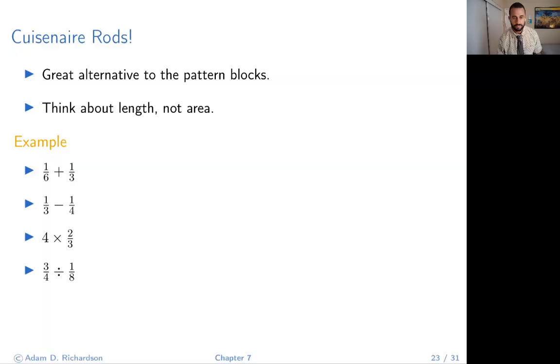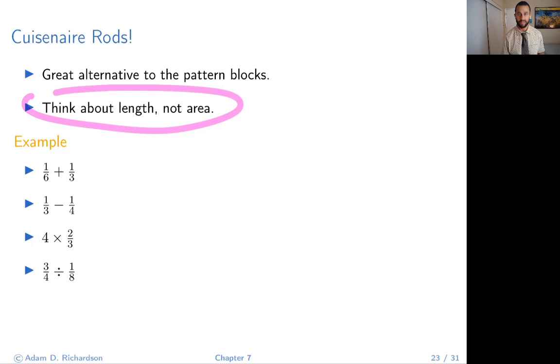And then what we're going to do next, what you're going to do at home, I should say, is compare these to the pattern blocks. So let me see what's coming up next here. Okay, so let's do some examples. They're a great alternative to pattern blocks. The one thing you want to keep in mind is that these are more about length. So don't think about area. These are all about how long those rods are, okay?